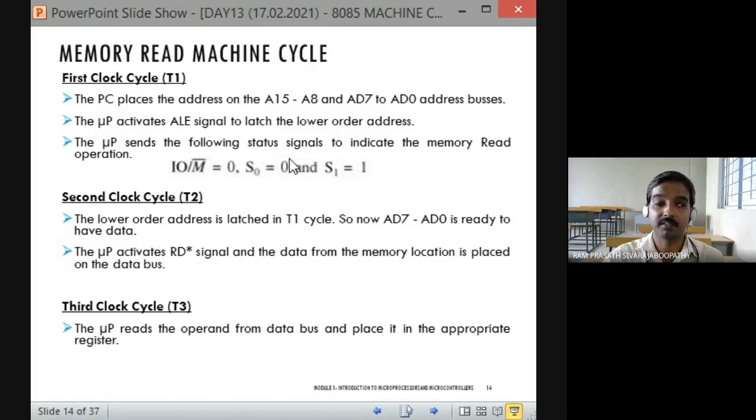Actually, during the T3 state of the machine cycle, the processor checks the ready pin. If the ready pin is 1 logic, if it is high logic, that means the device is ready for read or write operation so that it can transfer the data. Otherwise, the processor enters into the wait state till the ready signal becomes active. Is it clear for everyone?